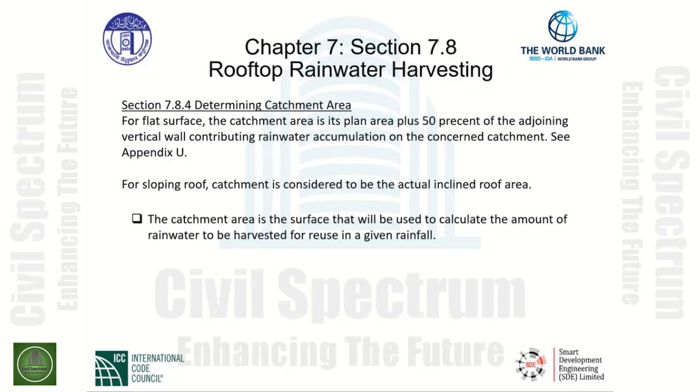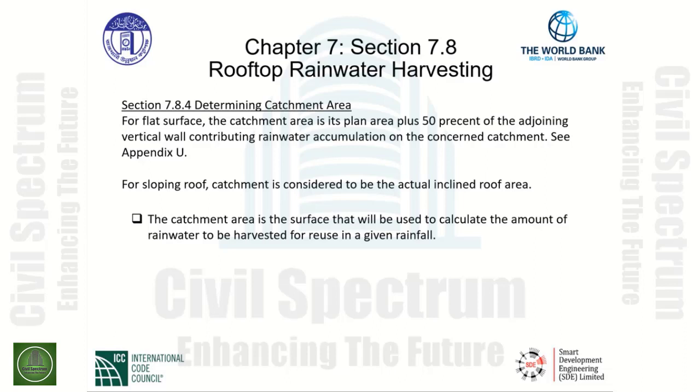Determining the catchment area. Specifically, we need to look at section 7.8.4. For flat surface, the catchment area is its plan area plus 50% of the adjoining vertical wall, contributing rainwater accumulation on the concerned catchment. The reference is see Appendix U.